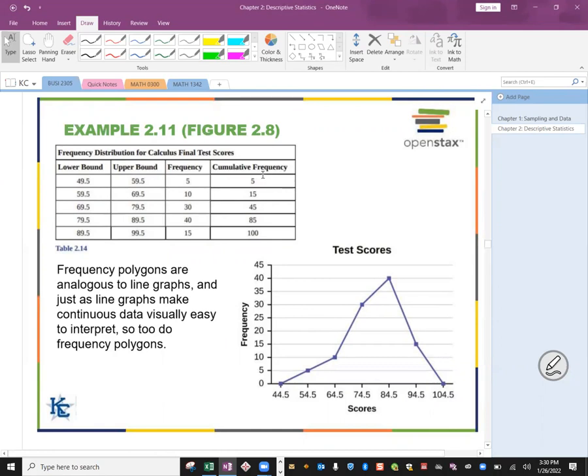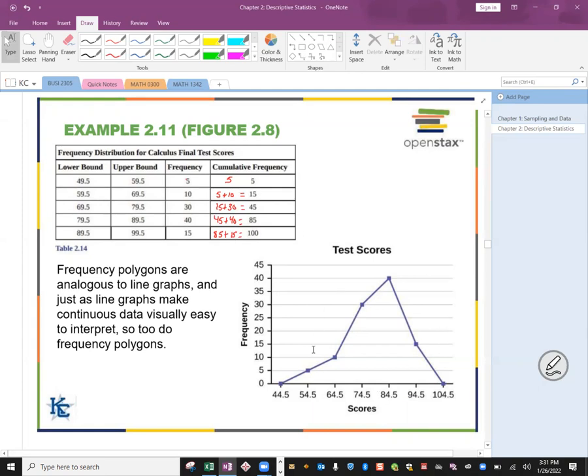So let's talk about what a cumulative frequency is, because this is the first time we've seen that word. Cumulative frequency just means that we are counting the frequency as we go. So the frequency that we started with was 5. Then our next cumulative frequency takes the frequency we already have and adds the next frequency. So 5 plus 10 to give us 15. Now we take 15 plus 30 to give us 45. We take 45 plus 40 to give us 85. And we take 85 plus 15 to give us 100. So that is all it means for cumulative frequency. We are just cumulating, we are adding.